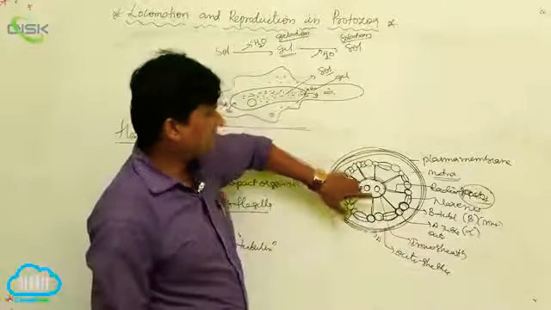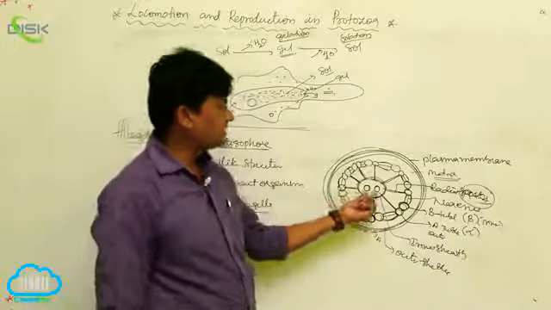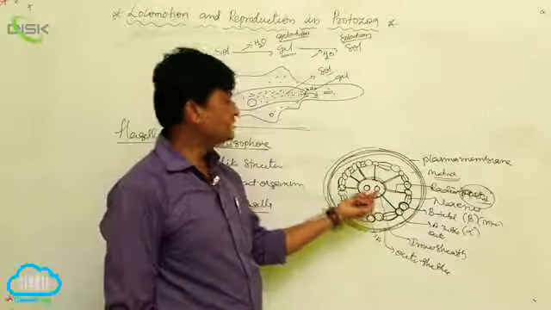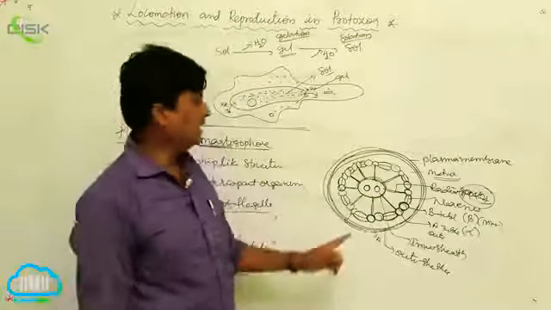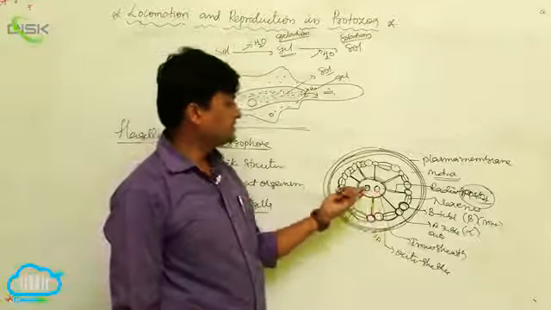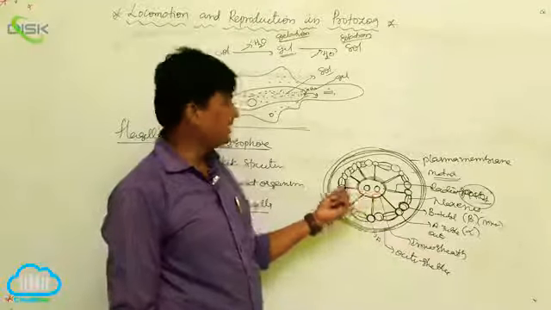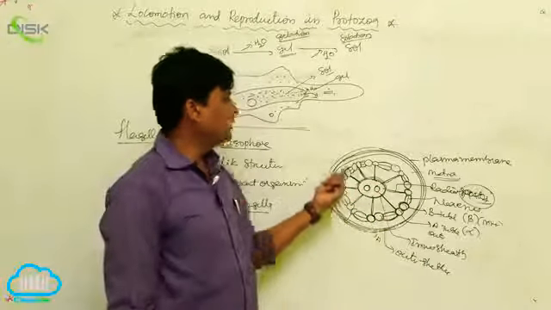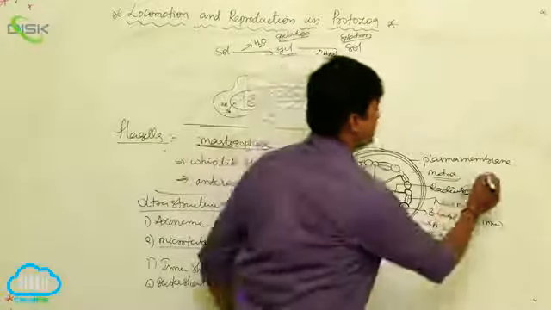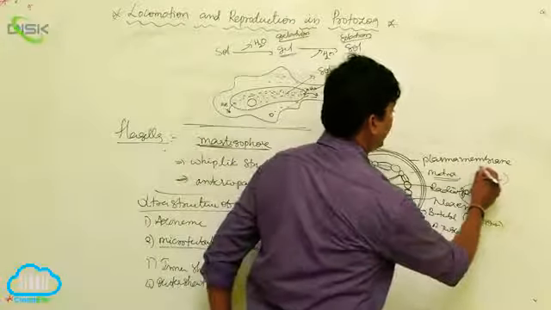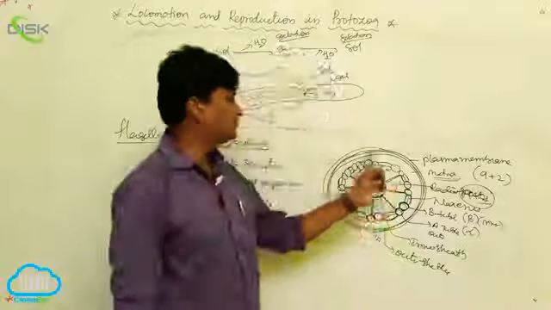First, in the center, there are two central singlet tubules. All the tubules are made up of tubulin, a protein. In the periphery there are 9 doublets, meaning 2 tubules embedded together, 9 times. This arrangement we call the 9 plus 2 arrangement.